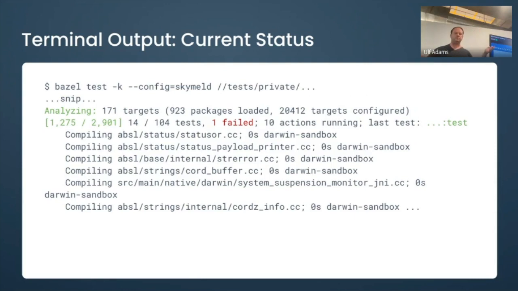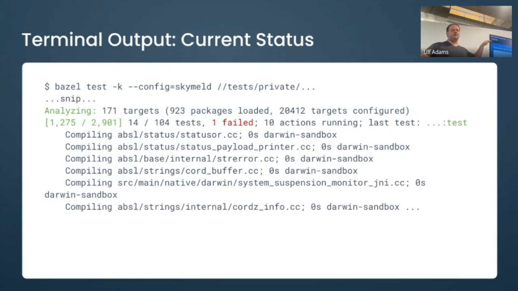So this is the current Bazel test output. Here is a test command, not a build command. I also enabled SkyMeld. If you have never heard about SkyMeld, it's a really cool new feature in Bazel 7 designed to make builds faster by allowing Bazel to do more stuff in parallel. Long story. There are flags for that. Unfortunately, it's not a single flag, so I put them together into a config here.